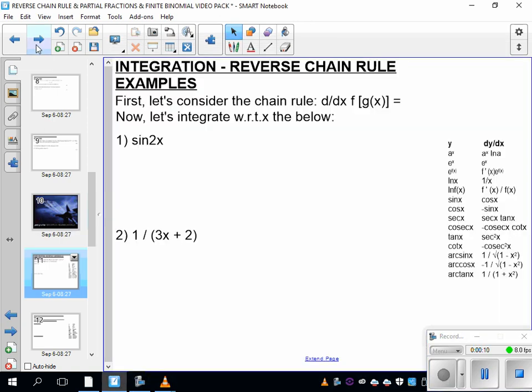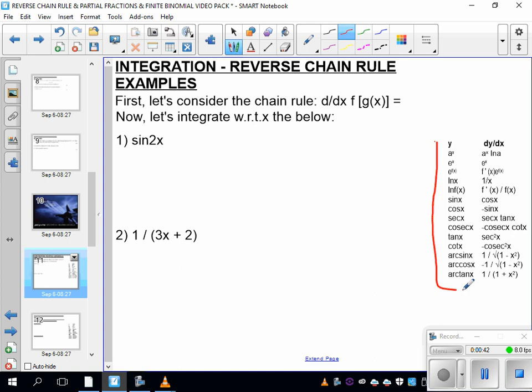Right, hi everyone. So this video is on the reverse chain rule, which, as the name suggests, is the reverse of the chain rule. So rather than differentiating using the chain rule, we're going to integrate something that has been chain ruled already. So we're going to go backwards, which is the complete definition of integration in the first place, the opposite of differentiation. So what I've done is I've written the differentiation table on here on the right.